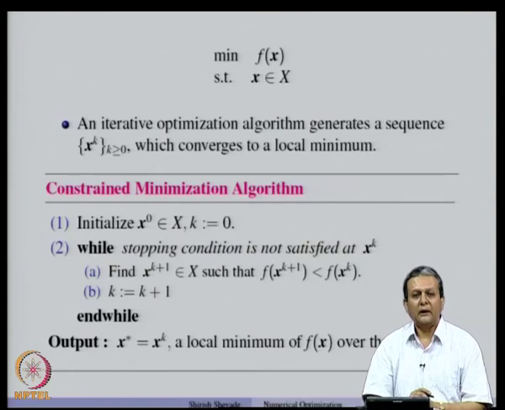And in the next few lectures, we will look at what are the stopping conditions for a constrained optimization problem and how do we find the new points xk plus 1. Now, there exist different types of algorithms to solve constrained optimization problems, and depending upon the application one has to choose one of those algorithms. So, we will study those things in the next few lectures.